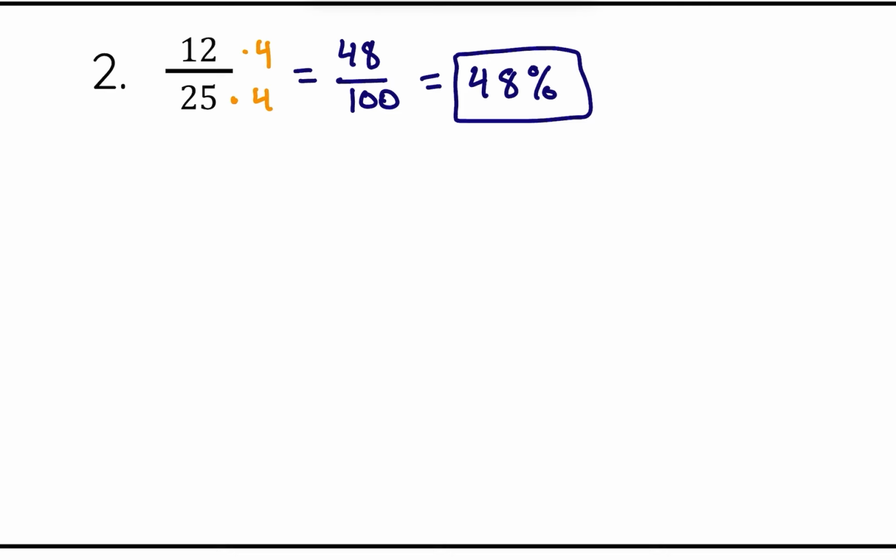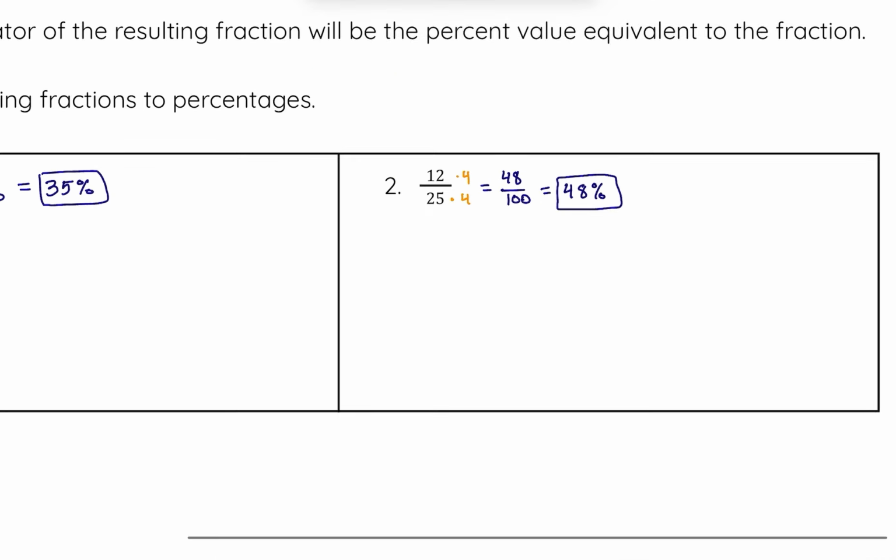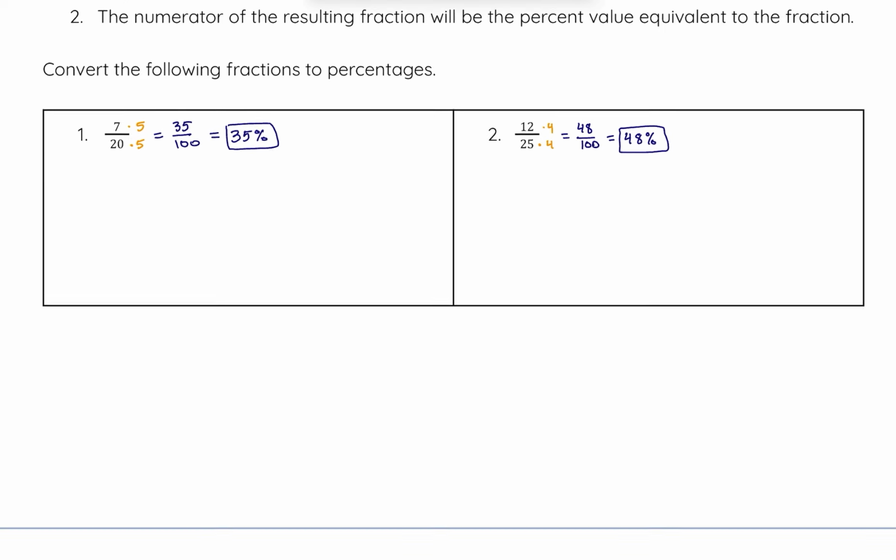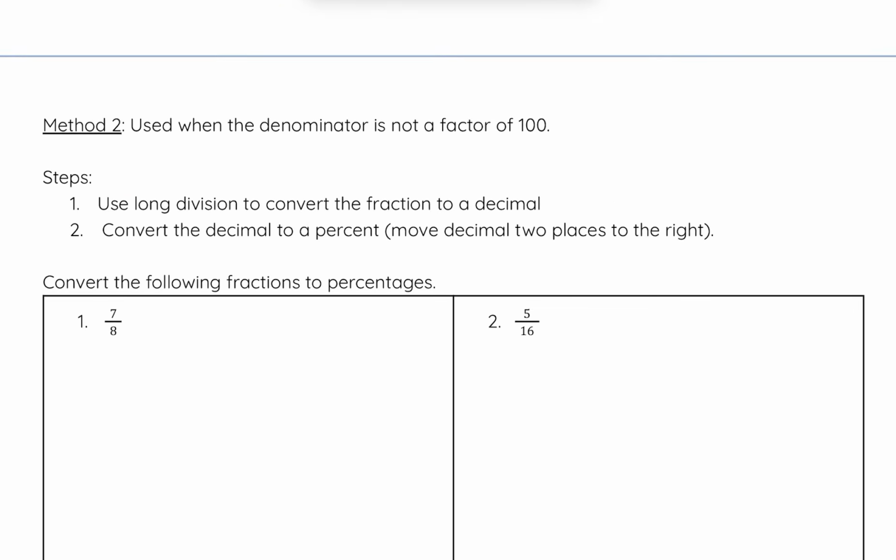So that's the first method, and again, this method only works if the number in the denominator is a factor of 100, meaning that there's some value you can multiply it by to get 100. This is not always going to be the case, and so that brings us to our second method. This is the method that we have to use when the denominator is not a factor of 100.